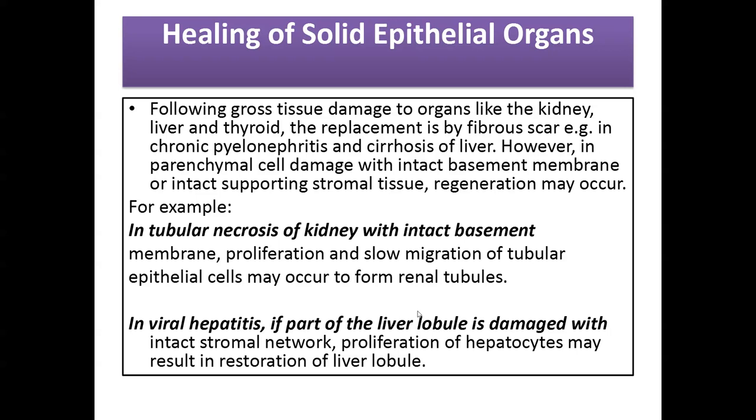Healing of solid epithelial organs, for example, kidney, liver, thyroid. It depends on the injury. So the replacement is sometimes by fibrous scar, but when the basement membrane is intact, regeneration may occur. For example, in tubular necrosis of kidney with intact, so not damaged, basement membrane, proliferation and migration of tubular epithelial cell may occur to form the renal tubules.